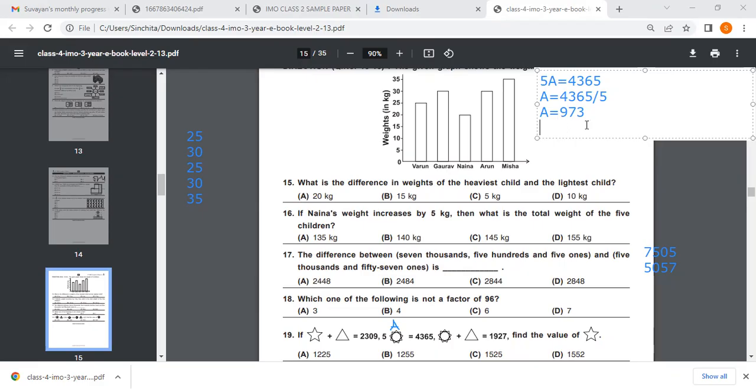Udit, have you understood this sum up to this point? Tell me, Udit. Ma'am, I have a question. Yes, Srujana, tell me. Ma'am, you are telling to divide 4365 by 5, right? Yes. So the answer is 973. No, why will the answer be 973, beta? You have to find out the value of this star. Ma'am, after dividing it. Yes. After dividing it, the answer will be 973, right? Yes, after dividing it, the answer will be 973, but that is not the final answer.